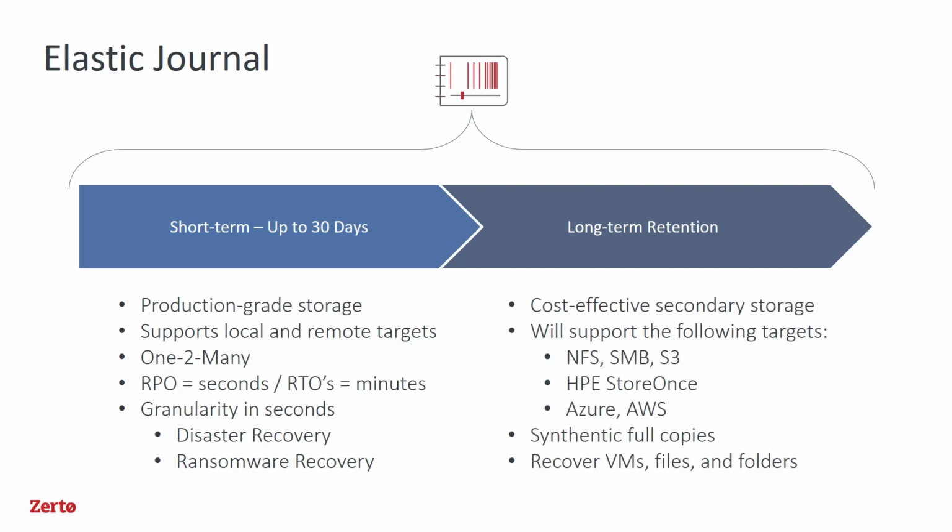On top of that, we're now adding long-term retention. Long-term retention basically allows you to offload those points in time in the journal to a cost-effective secondary storage target. We're looking at supporting NFS, SMB, and native S3 API as those more generic protocols. But we're also looking at deep integration with HPE StoreOnce, for example, using their native Catalyst API. We're also talking to ExaGrid to start using their appliances as well. And of course, we'll also support cloud-based targets like Azure Backup Vault or AWS S3.